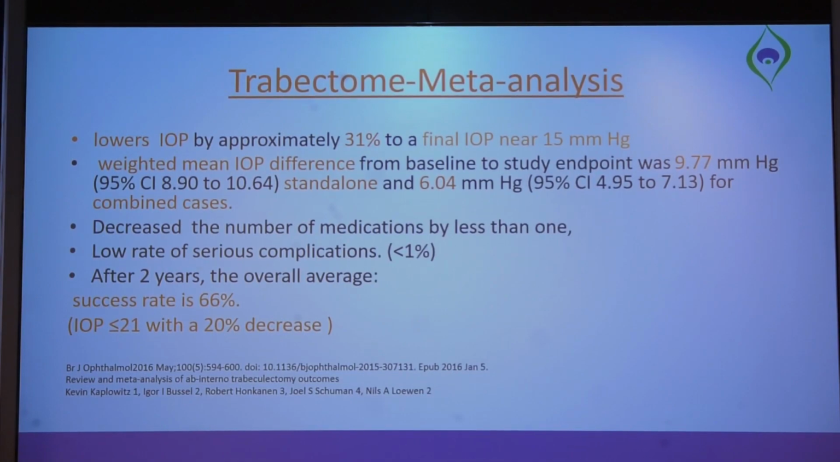This meta-analysis showed that it caused a decent drop in the IOP of almost 31%. And either you do Trabectome alone or you combine it with a phaco, and both of them caused a decent reduction in IOP. Only surprising thing I found was in the combined there was a lower IOP drop than Trabectome alone. Generally you expect the other way around because doing phaco itself will cause some drop in the IOP, and success rate was pretty decent at 66%.